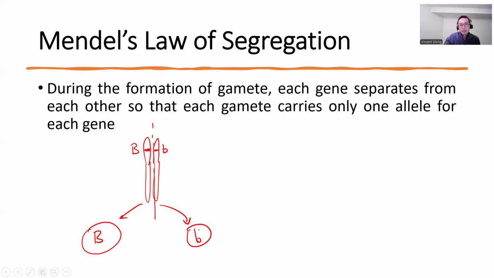And then you're going to have one gamete that has the big B, and the other is going to have a small b. Basically, what the law says is even though you have two copies of the gene, whether they're same or different, it doesn't matter. You are only passing on one of those two genes to the future generation. The chromosomes separate, segregate as you form gametes. That's basically what the law says.